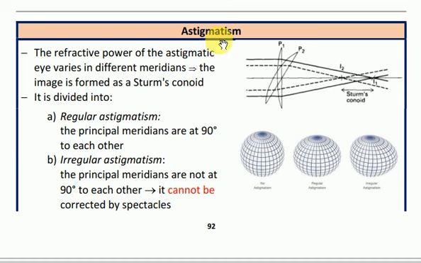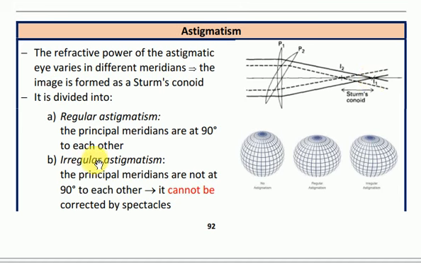Now astigmatism. So in astigmatism, the refractive power varies in different meridians. Suppose this is one meridian and this is another meridian. So both the meridians have different power. So the image is formed as a conoid of Sturm. One meridian focuses light here, while another meridian focuses light here. So this forms the conoid of Sturm.